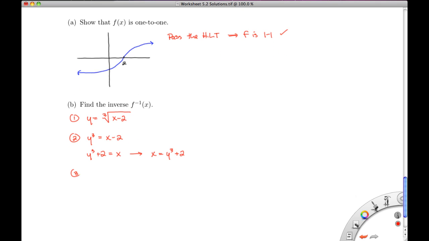Step 3, we'll go ahead and swap the x and the y. So y is equal to x cubed plus 2. And lastly, in step 4, we have now identified our inverse function, which is f inverse of x equals x cubed plus 2.